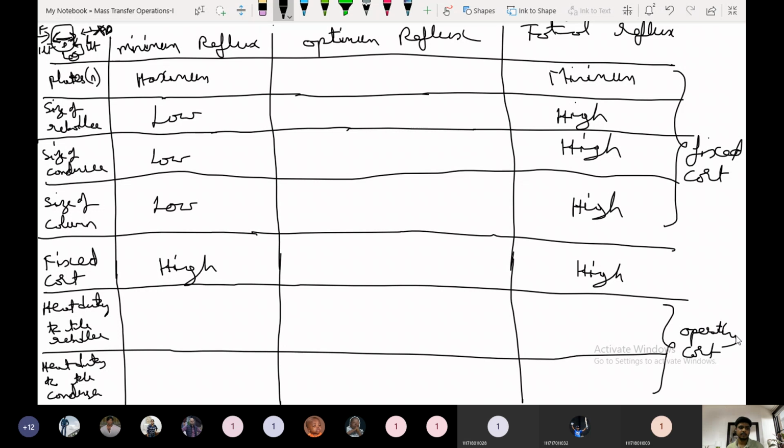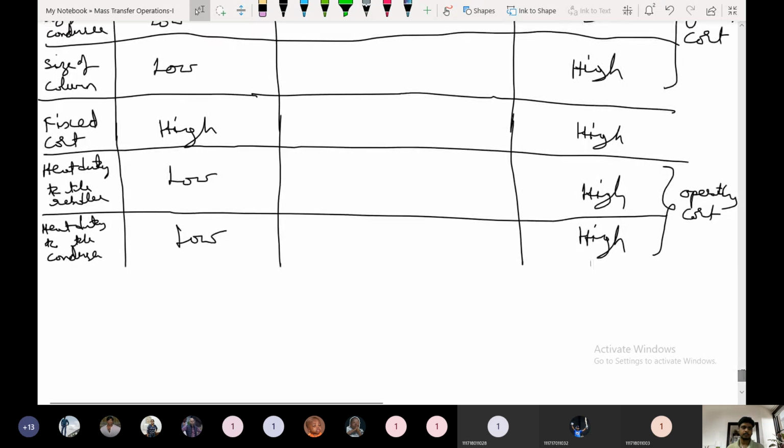Minimum reflux ratio means only some part of the distillate we are collecting, so the minimum amount we are inputting inside. So the condenser and reboiler duty, the heat supply, will be very low. At total reflux, a minimum number of plates are required, but the condenser and reboiler heat duty will be very high. This is also high.